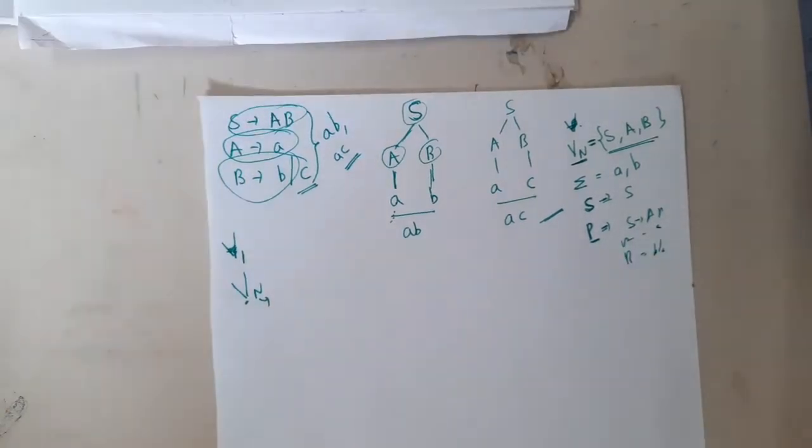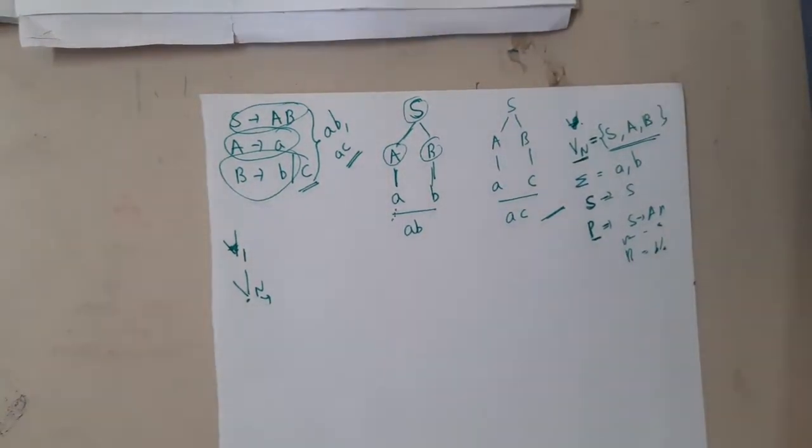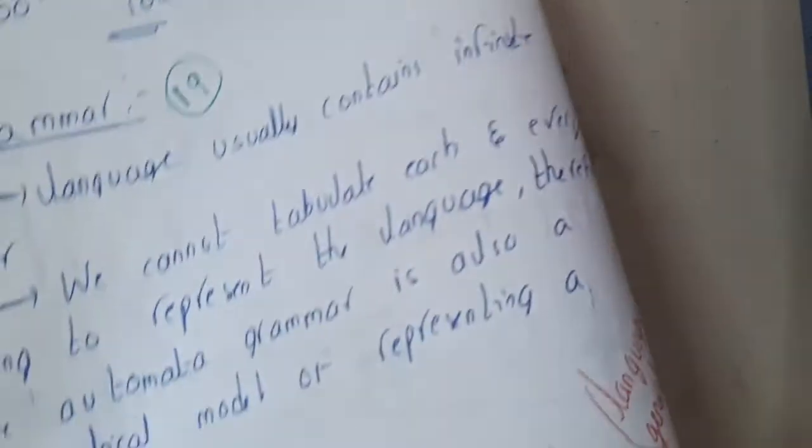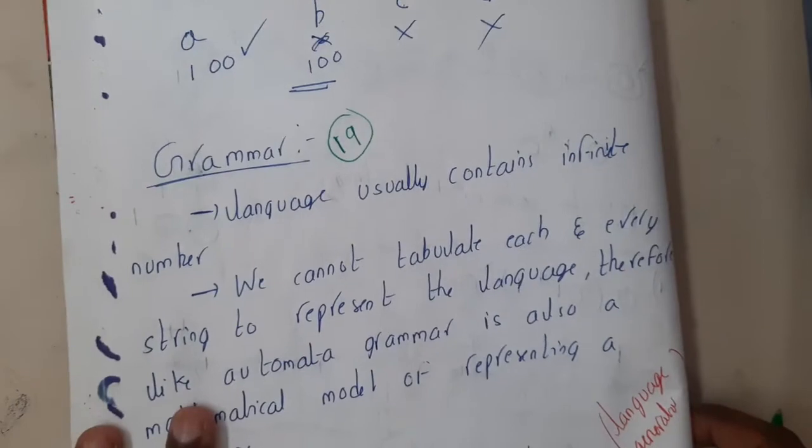So now you understood, right? So these are the 4 tuples. So now let us go through the theoretical understanding. I think everyone understood, right? So what exactly am I trying to say? So basically, what is a grammar, guys?